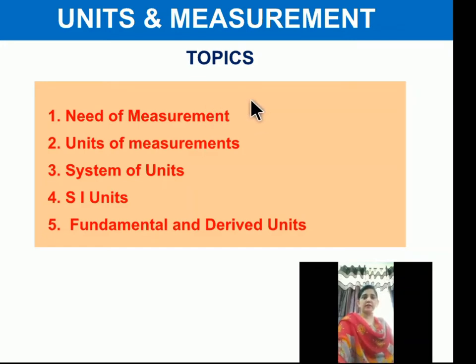In today's lecture of units and measurement, we will study about need of measurements, unit of measurement, system of units, SI units, and fundamental and derived units.